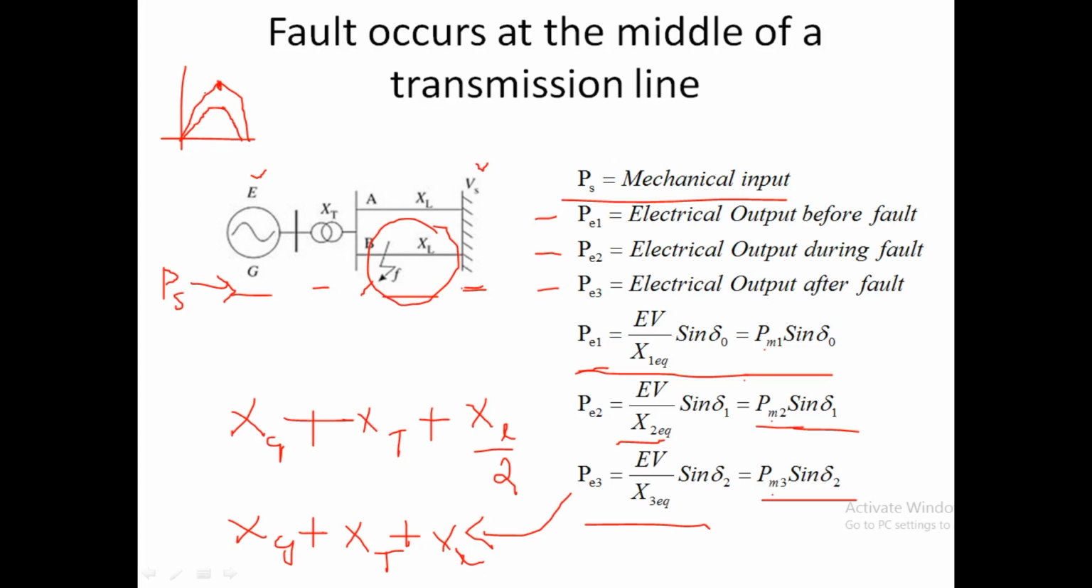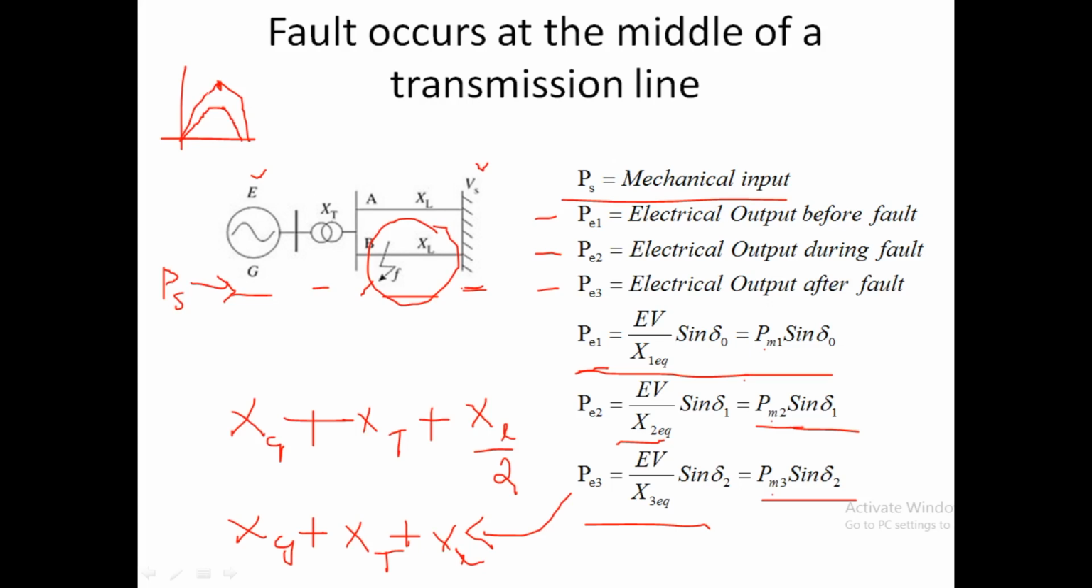So in each case the power angle curve will be different, but in the previous application the power angle curve will be the same only. Why? Because maximum power is not changed there. Equivalent reactance is not changed with the change in mechanical input. So that point should be noted. Then only we can start the analysis.